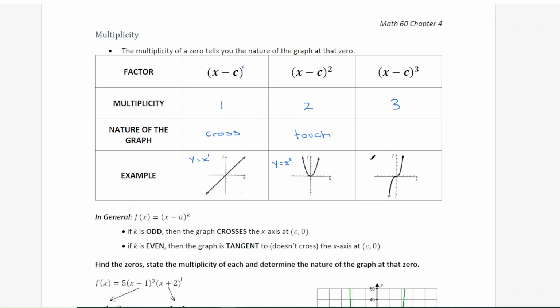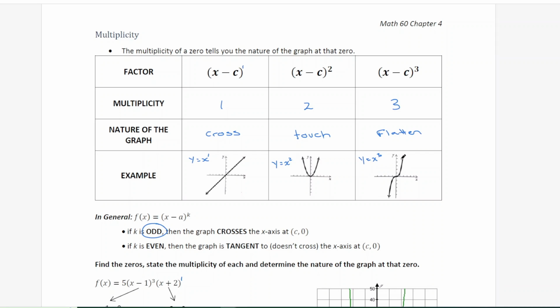A multiplicity of 3, we're going to picture y equals x cubed, or a cubic function, which is a graph that starts down here, flattens out at the x-axis, and keeps going up. So I say that the nature of the graph is to flatten at the x-axis. Now, in general, for every odd multiplicity, the graph will cross the x-axis. So this is just a plain crossing, and then a cubic would be like a flattening out and crossing.